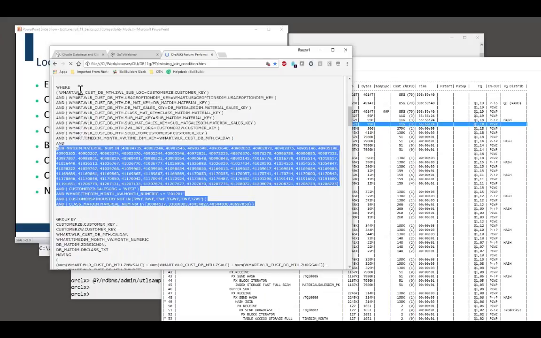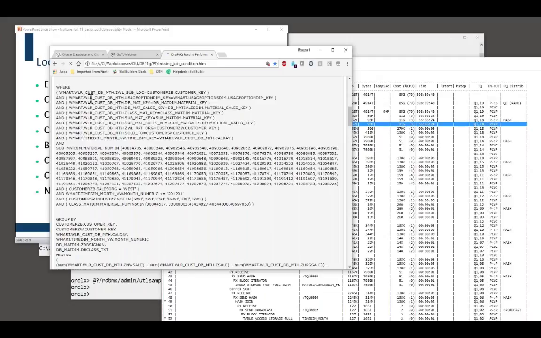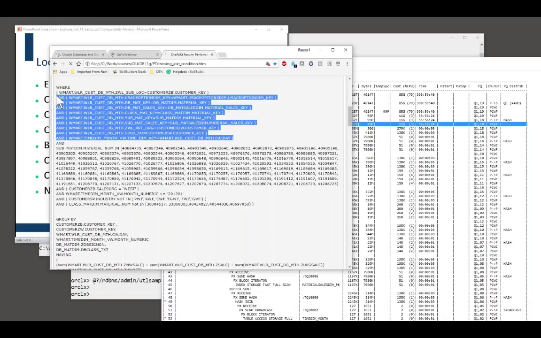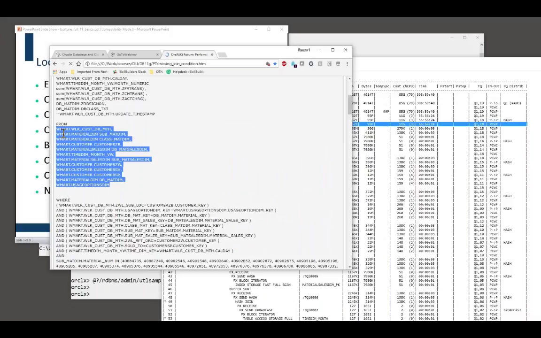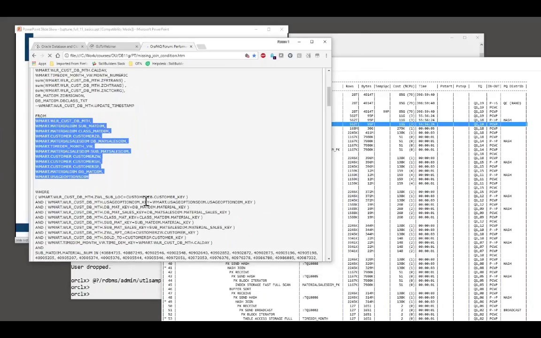Good. But even so, what join conditions does he have? 1, 2, 3, 4, 5, 6, 7, 8, 9, 10. He's got 10 join conditions, and he's trying to join 12 tables. How many join conditions do you need to join 12 tables? You need 11. It's that straightforward. Well done. It's that straightforward.